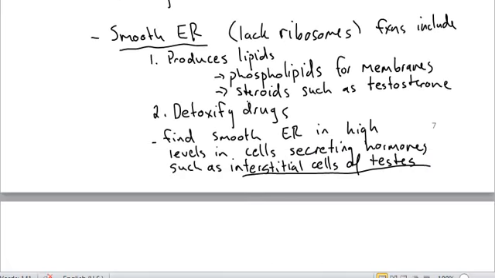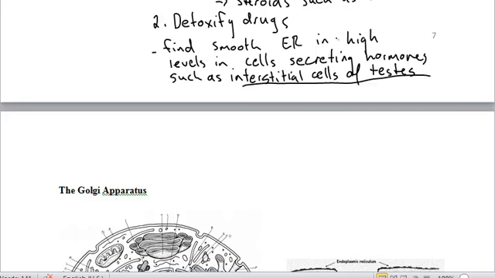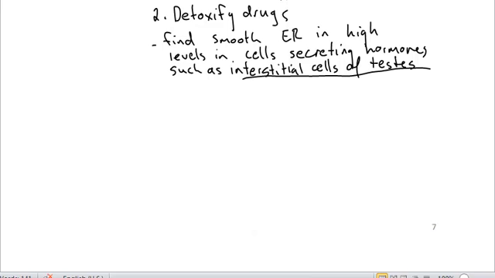So that's the smooth ER and the rough ER. Now at this point, I think it'd be a good idea to compare what the different functions or structures of the cell do to an analogous system, because there's lots of complexity in the cell, and if we can compare it to some other system we're more familiar with, it's a lot easier to remember. So we're going to introduce some analogies here. And the analogy I'm going to choose for this lesson is that the cell is like a car factory.